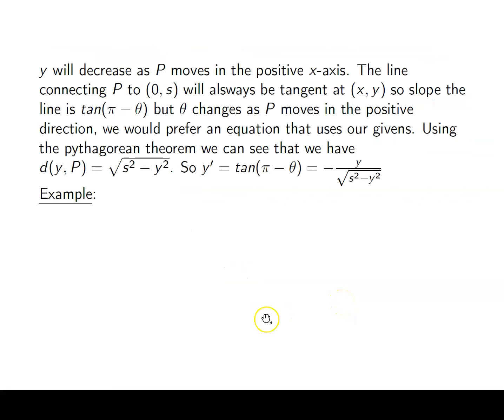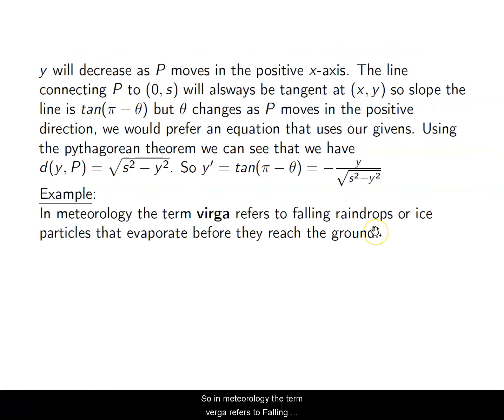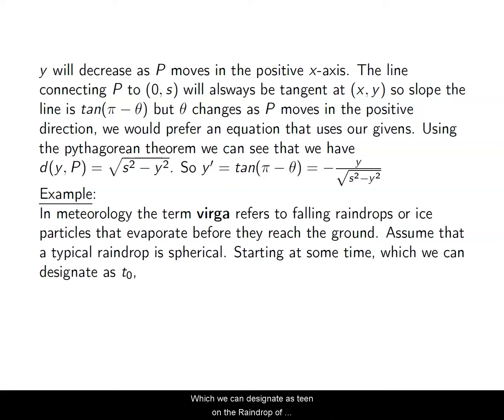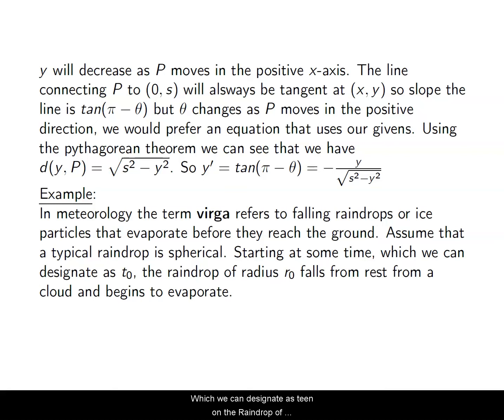Okay. So next example. In meteorology, the term virga refers to falling raindrops or ice particles that evaporate before they reach the ground. So we're going to assume that a typical raindrop is spherical, right? Starting at some time, which we can designate as T naught, the raindrop of radius R naught, so it's the initial radius, falls from rest from a cloud and begins to evaporate as it falls. Okay.